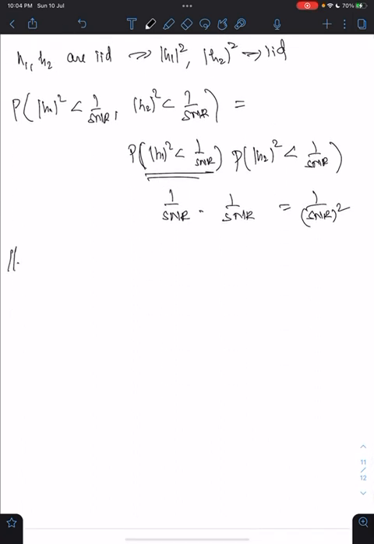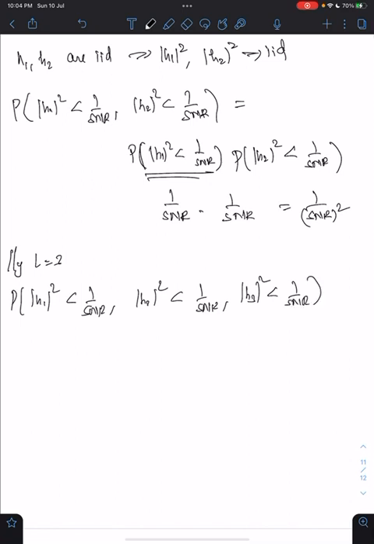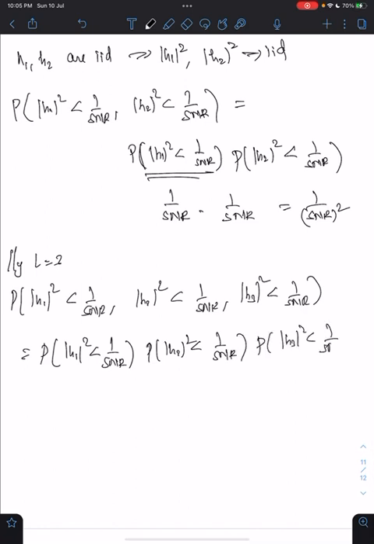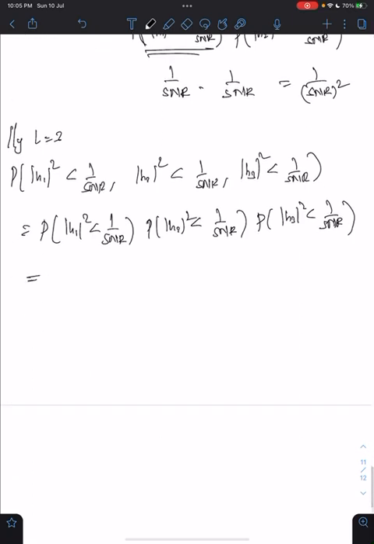So similarly for L equals 3, the probability of |H1|² less than 1/SNR, |H2|² less than 1/SNR, and |H3|² less than 1/SNR equals the product of all those things: probability of |H1|² less than 1/SNR, times probability of |H2|² less than 1/SNR, times probability of |H3|² less than 1/SNR. So we know this is 1/SNR. We have to make sure this is an approximation of 1/SNR. So 1/SNR³.